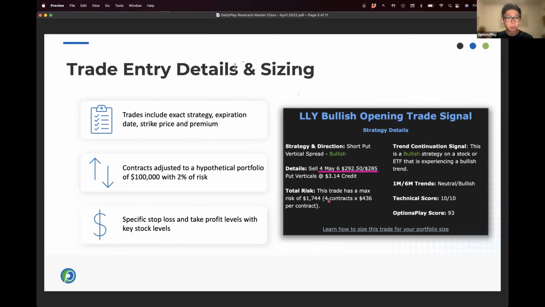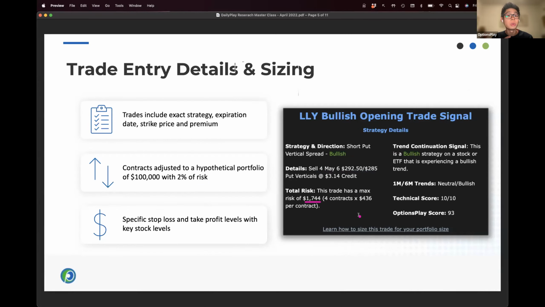Now, what we are doing in this particular case is we are using a hypothetical portfolio where we're taking a $100,000 portfolio and we're willing to risk no more than 2% of the total account value on any single trade. So for example, the Eli Lilly trade here from the other day, we traded 4 contracts of the 292.5, 285 put vertical because this had a max risk of $1,744, just shy of the $2,000 that we would maximum allocate to this particular trade. I just want to make sure everyone understands that concept. Please type 2 into the chat window if that makes sense to you.